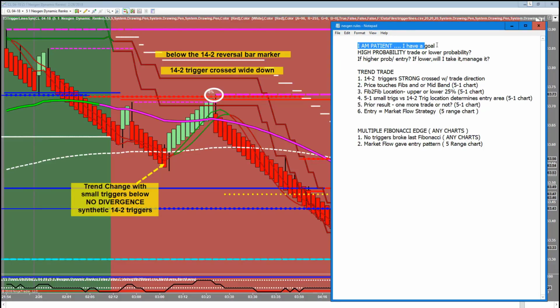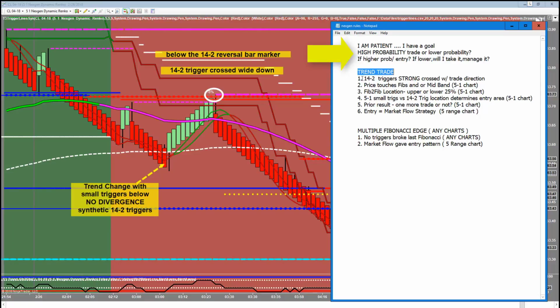Okay, for a trend trade, I always like these little reminders. You're patient, you have a goal, you're looking at your trades in both charts. Do you have high probability or low probability? If you have a high probability trade, how are you going to enter that trade? Where are you going to enter that trade? If it's lower probability, right? So high probability versus low probability. And the low probability for us is 50-50. So I don't want you to think like 20% chance of winning. So, we can take lower probability trades, but they still need to be 50-50.